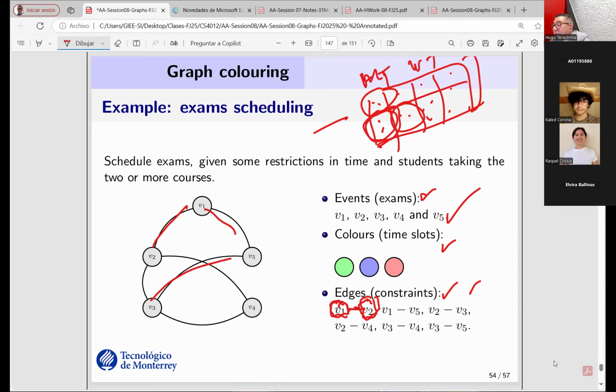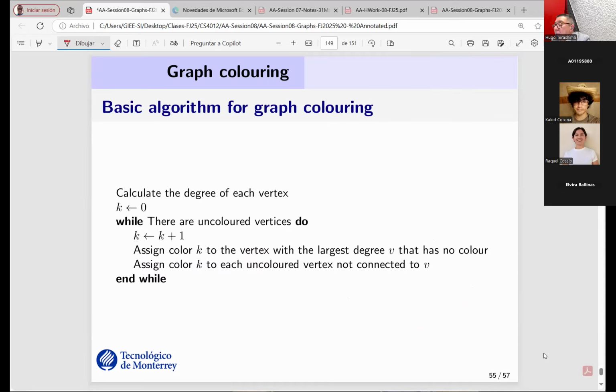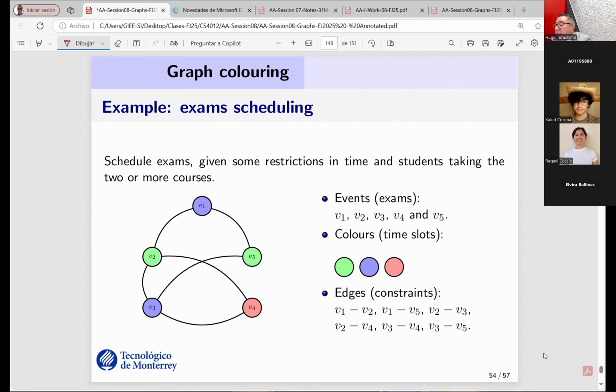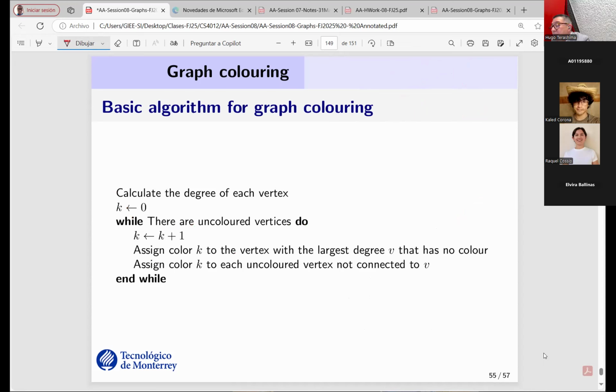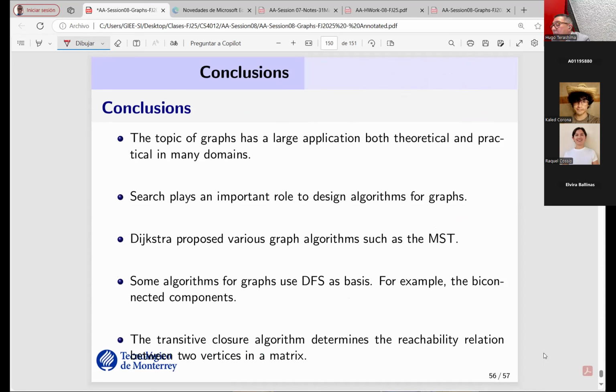But this is a representation of a problem in a graph, and in particular, the graph coloring problem, right? So that was, I think, the solution. I have different colors for nodes connected. But when this number of events is large, you can imagine the complexity of the algorithm.